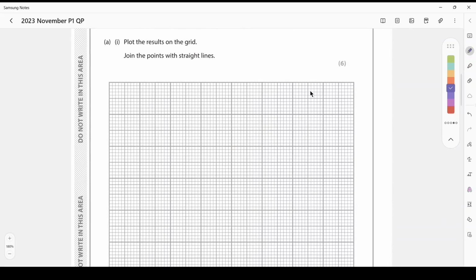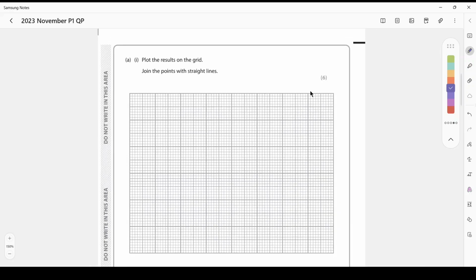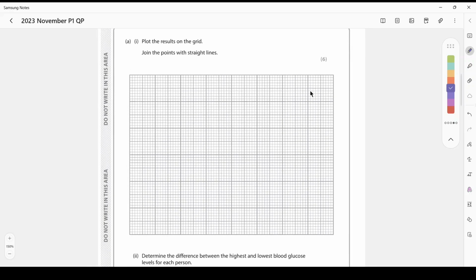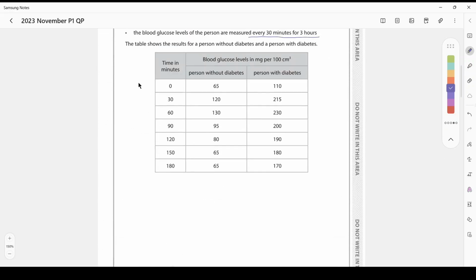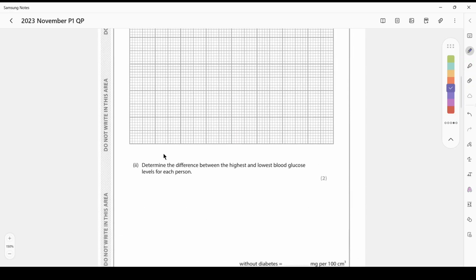All right, so let's plot this on a graph. All right, so the x-axis over there would be the time in minutes. So let me write that down.